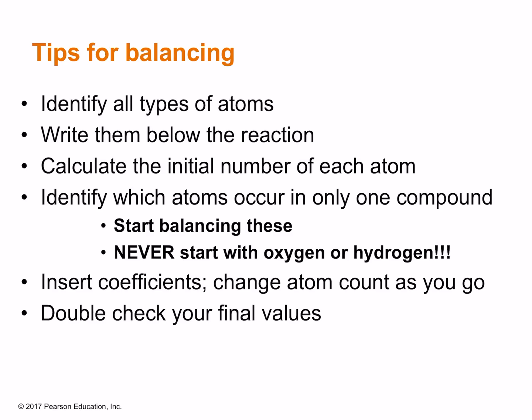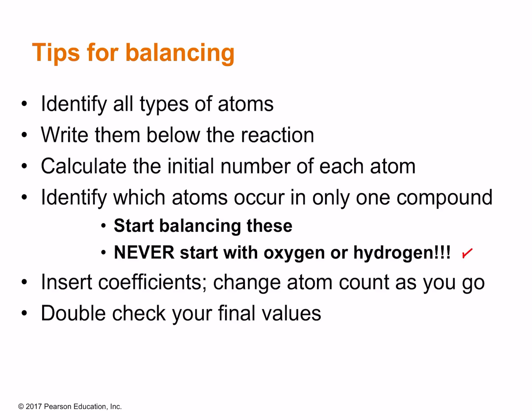First thing would be to identify all types of atoms. Like, okay, I have carbon, hydrogen, and oxygen. And then you're going to write those below the reaction. And then you're going to figure out how many of each atom you have to start with. And then you're going to figure out which atoms occur in only one compound, and you would start with balancing those. And I'm going to show you some examples. This will get easier as you go.